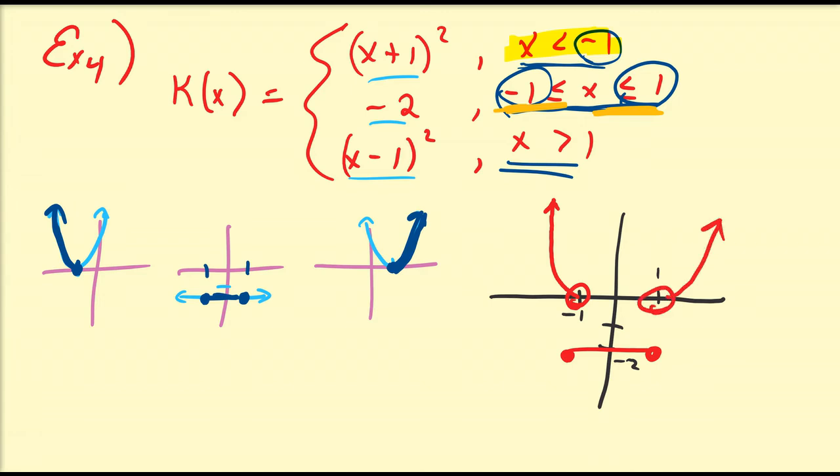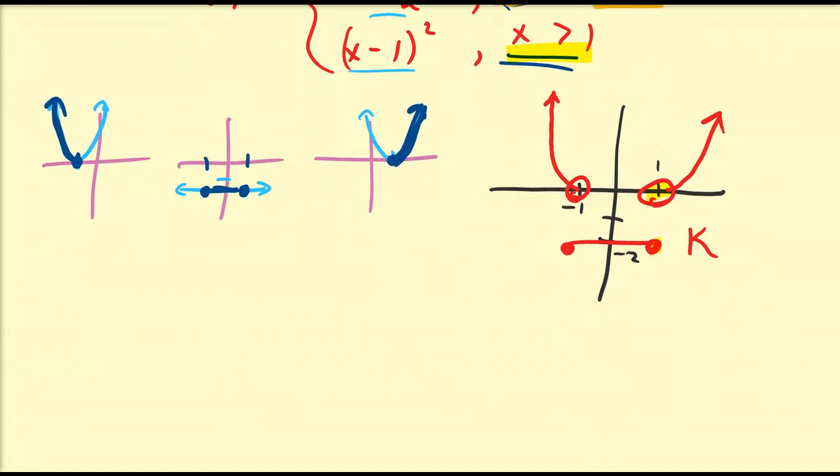And why is it an open circle? Because it's greater than 1. And notice that these two things cannot be closed simultaneously, else it's not a function of x anymore because it will fail the vertical line test. So this is the graph of our relation k.